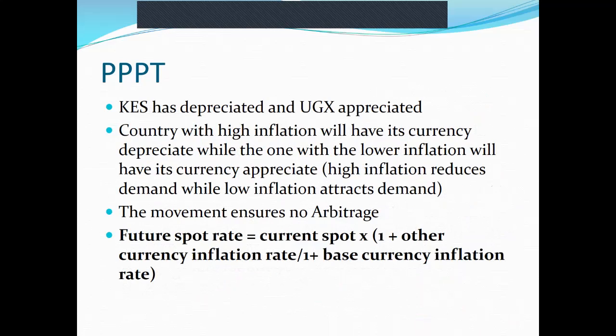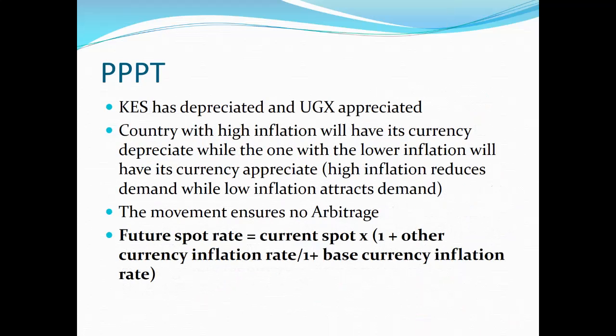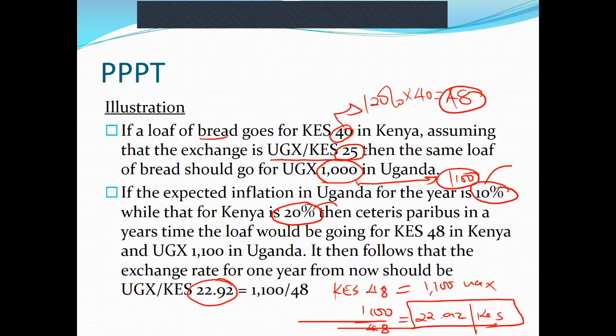Anyway, from this example we can draw what we call the purchasing power parity formula. Let me just go back to it. To extract the formula, the 22.9 can be determined as the future spot rate, applicable in a year's time. But it depends on the term used, whether it is 1 year, 6 months, 3 months, or how many days.